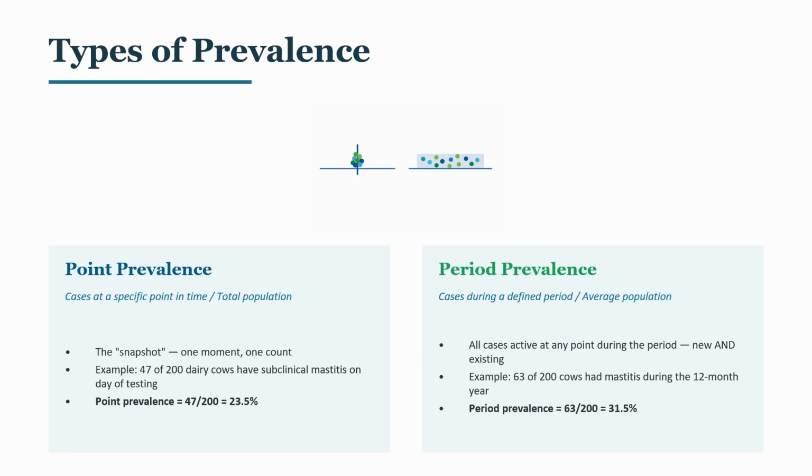The trap that catches students: period prevalence looks like it should be incidence because it covers a time period, but it's not.